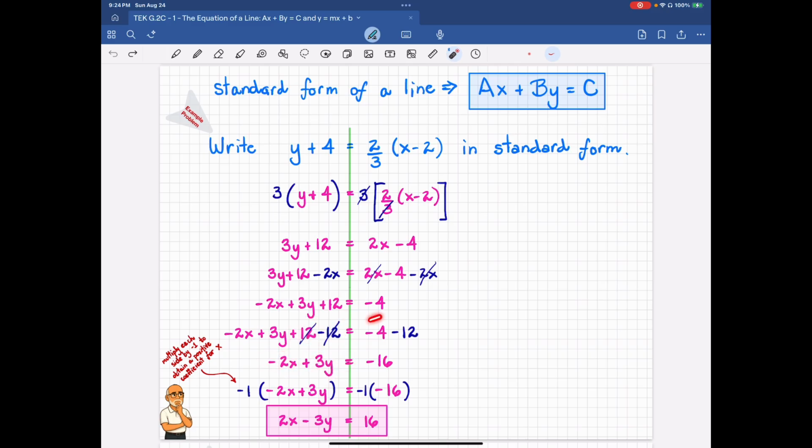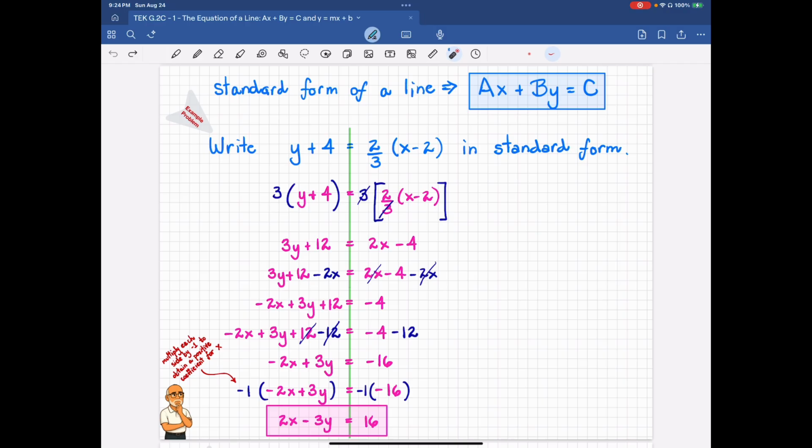But up here, I have a -4 minus 12. So a -4 subtracting 12 brings me to a -16. So my next step is -2x plus 3y equals -16. So notice, I have my x's, y's, and my numbers. We are almost in standard form.